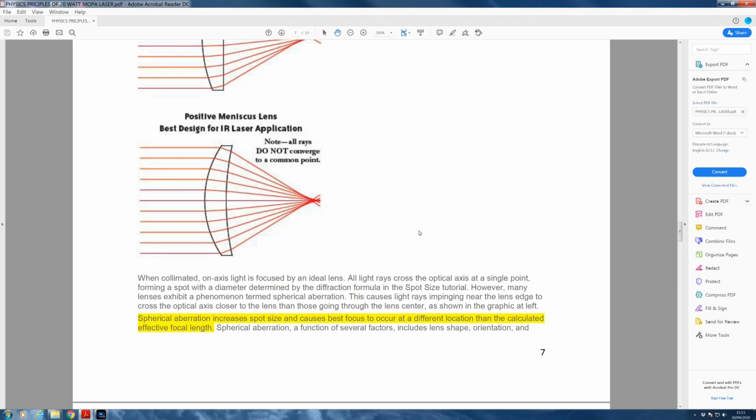Now, the other thing that's clearly stated here is that this also causes the best focus to occur at a different location than the theoretical focal point. Notice I'm being cynical about the word theoretical. I personally think that the phrase best focus is a little bit confusing in its own right. Focus implies a single point, and as you can clearly see, there is no single point. What we have really is an integration of the intensities of all the rays which come together at a single point where we get maximum light intensity.